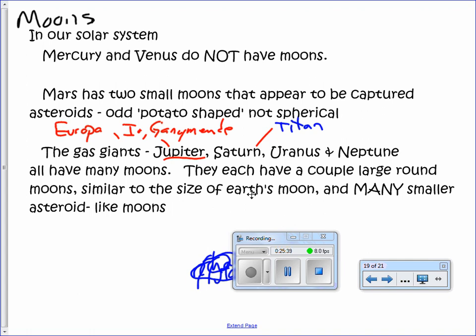And because it doesn't have a big moon, there's much more wobble on the axis, and so really wild, unpredictable seasons. The gas giants, Jupiter, Saturn, Uranus, and Neptune, have lots of moons, 50, 60, 70 moons. Most of those moons are small captured asteroids, but they each have four or five or six large round moons similar to the size of Earth's moon, and tons of little bitty ones. But again, in a couple weeks, we'll talk about that as we talk about the solar system.